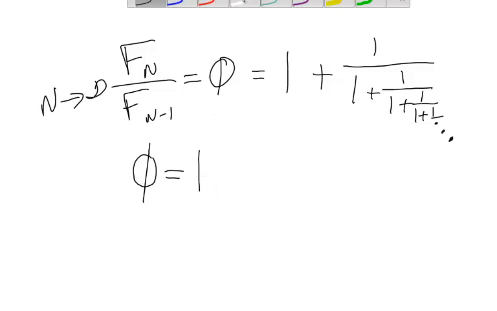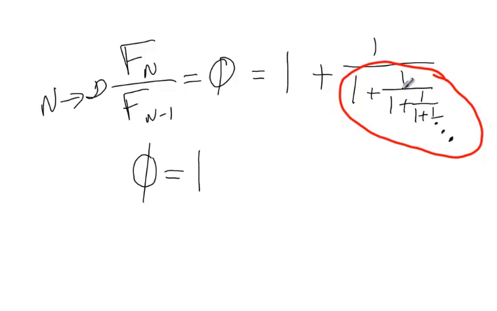If I just take this one layer, the outside layer off, do you notice that what is left, since it goes on forever, is still equal to phi? So what I have is 1 plus 1 over phi. And there's the equation we need to solve.